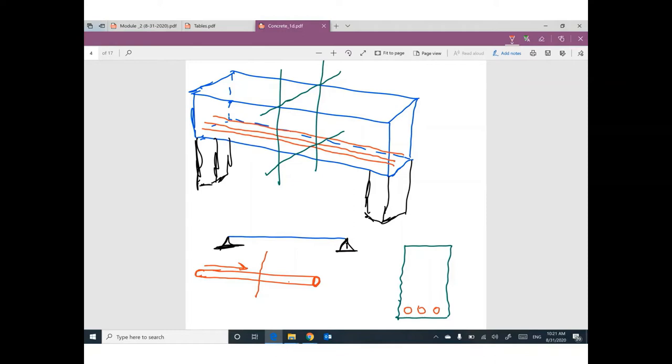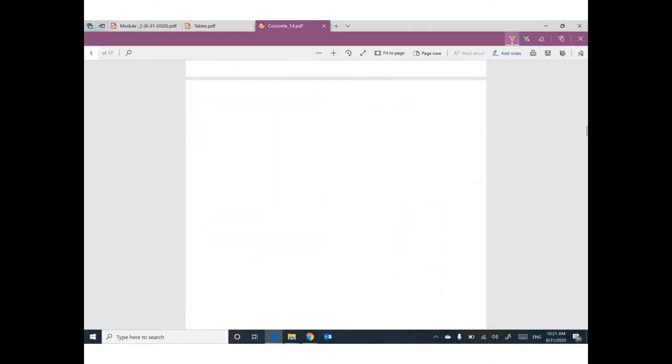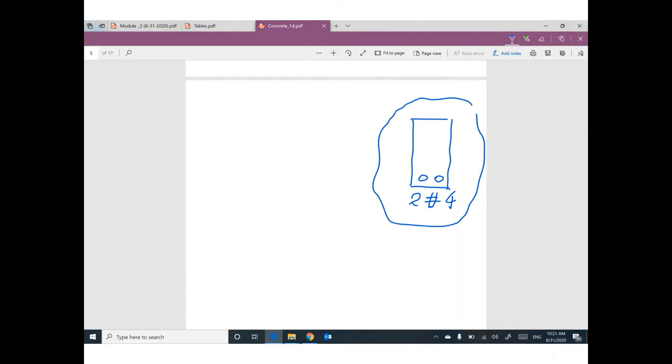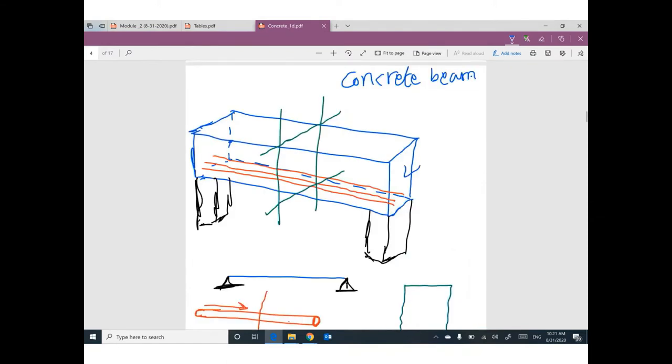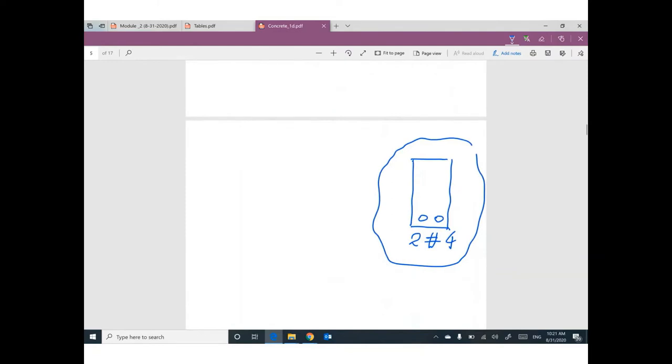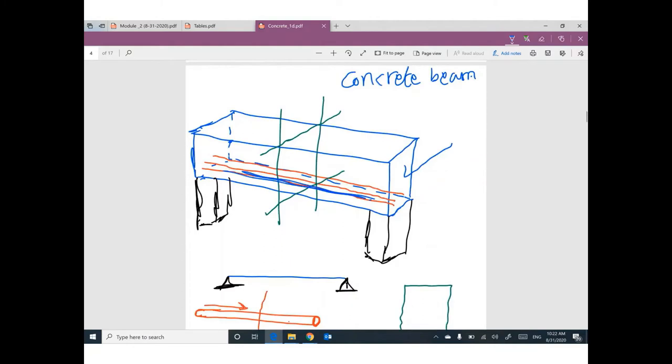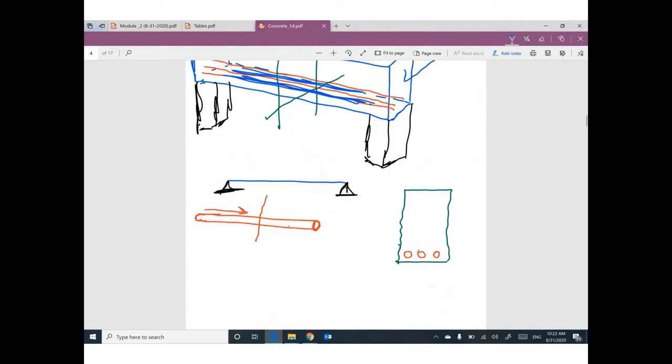So in this course, we will see something like this. Hey, this beam with two bars, number four. I'm sorry, this is a beam? Yes, this one is a beam. How is this one called a beam? This one is actually the cross section of a beam. In real life, it looks like this. And we have two steel rebars at the bottom. They are drawn at the bottom of the cross section. So we have at the bottom here, two rebars. What is the size? Number four.